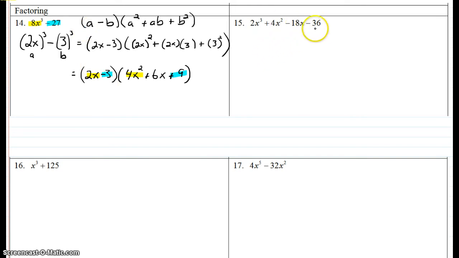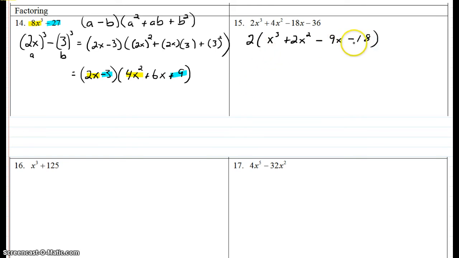Alright, number 15, as we look for factoring, you could start with the GCF, and so the GCF we have here is a 2, so let's take a 2 out of everything, and so we get 2x cubed plus 2x squared minus 9x minus 18.